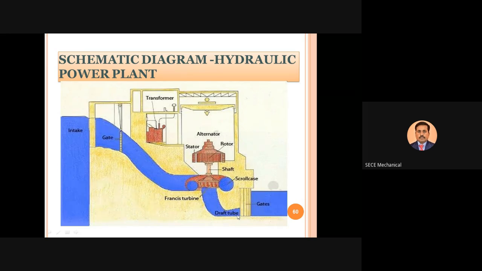Because water has pressure energy, due to the movement the pressure energy varies, and that is taken care of with the help of the draft tube. Due to the flow from the turbine to the water channel, negative pressure may act in the flow area, so that can be avoided with the help of the draft tube. In this way your hydraulic power plant works. So this is the schematic diagram of a hydraulic power plant.